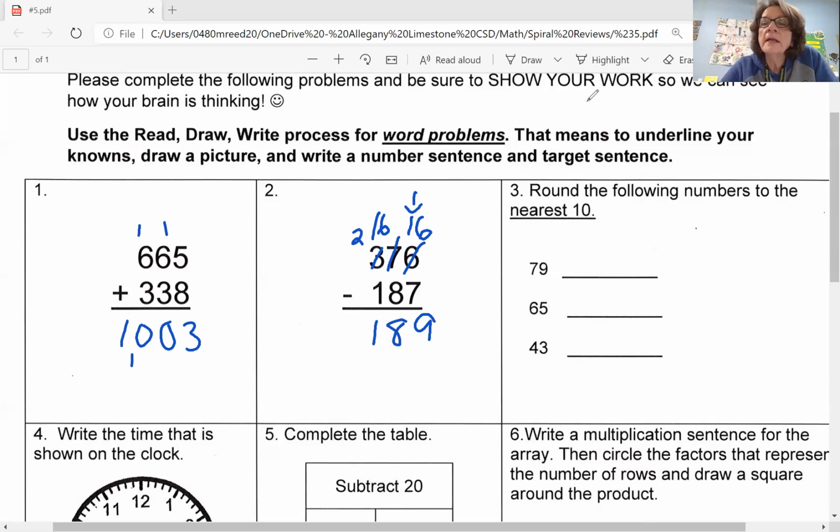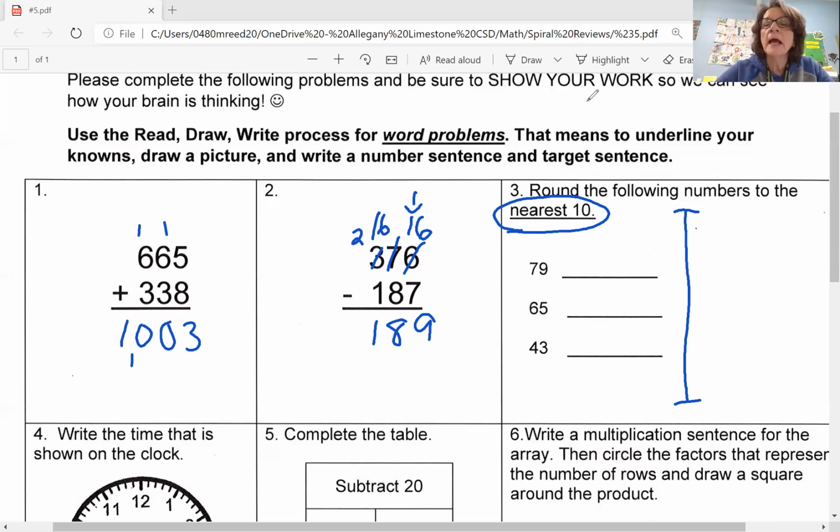Okay, question 3 says round the following numbers to the nearest 10. This is underlined, really important for us to know what place to round numbers to. All of these are 2-digit numbers, so it makes sense that we're rounding them to the nearest 10. So my first number is 79, so I'm going to draw a little number line here. Hopefully I have room for all 3 of them.